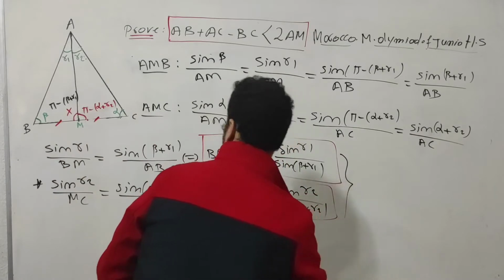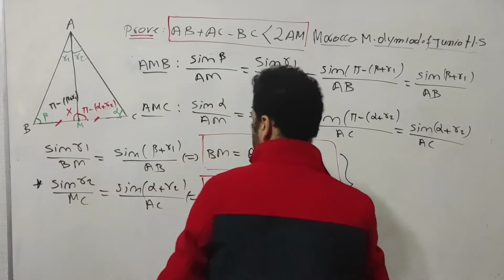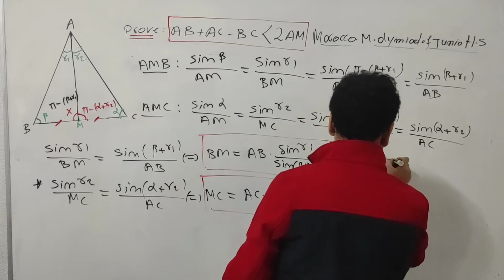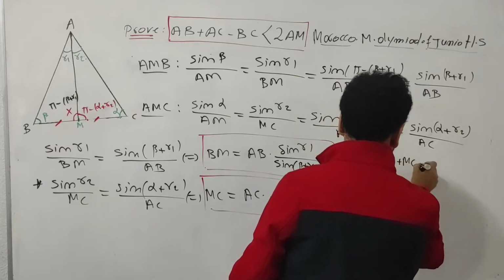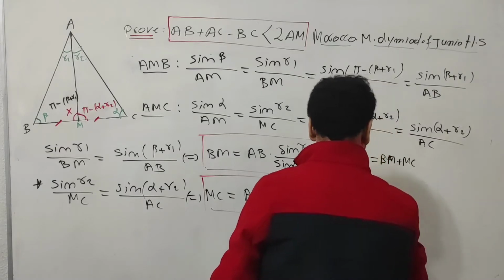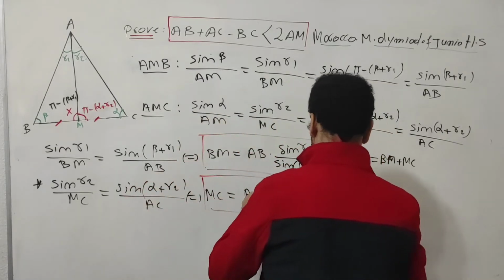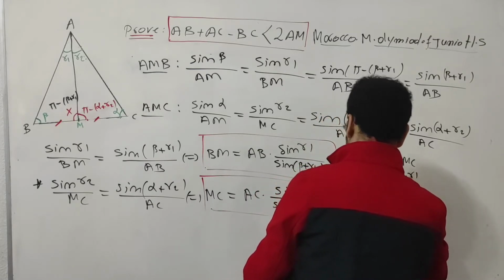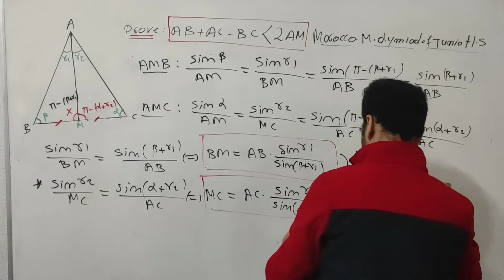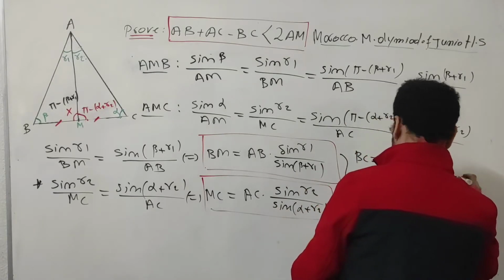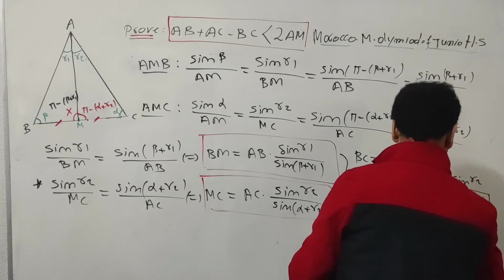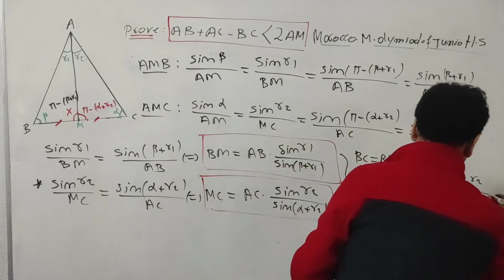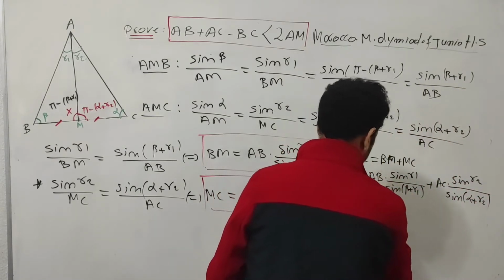As you know, we have BC equal to BM plus MC. So BC equals BM plus MC, which equals AB multiplied by sine gamma 1 over sine beta plus gamma 1, plus AC multiplied by sine gamma 2 over sine alpha plus gamma 2. This is the distance BC.